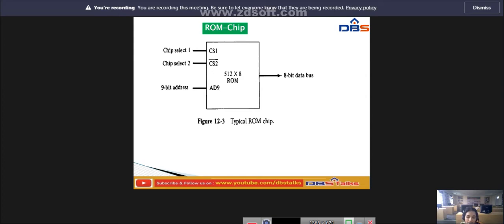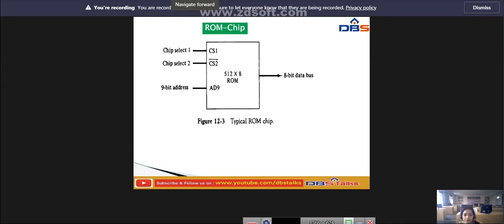The RAM has a bidirectional data bus. ROM has a unidirectional data bus. The ROM portion of main memory is needed for storing the initial program called the bootstrap loader. So this is the difference between RAM and ROM.